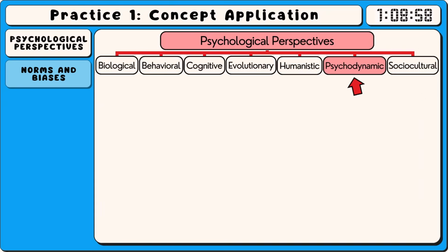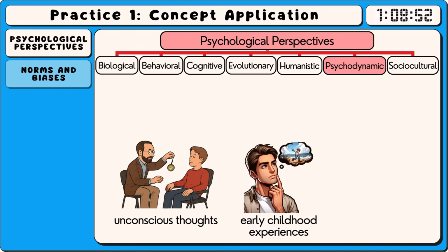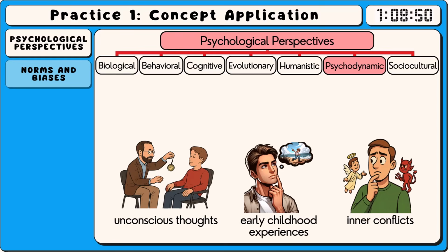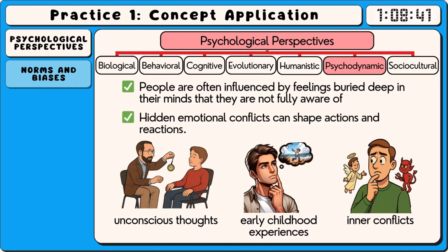Next up is the psychodynamic perspective. This perspective explains behavior by focusing on unconscious thoughts, early childhood experiences, and inner conflicts. It assumes that people are often influenced by feelings buried deep in their minds that they are not fully aware of. Hidden emotional conflicts, especially from childhood, can shape present-day actions and reactions.